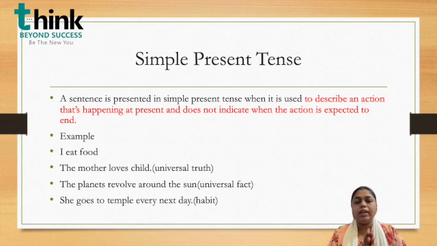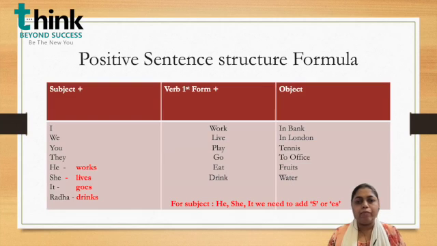So for any ongoing action where we can't predict when the action is expected to end, we use the simple present tense. I hope this is clear to you. So let me move to the next slide.